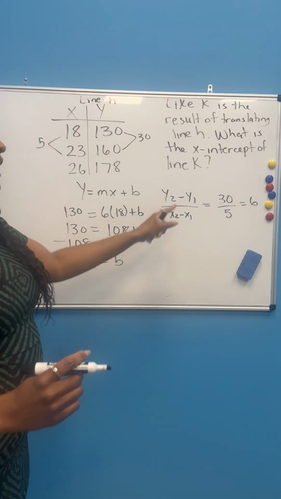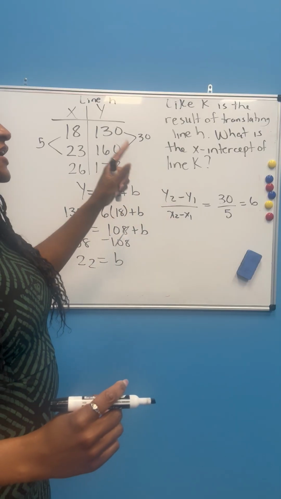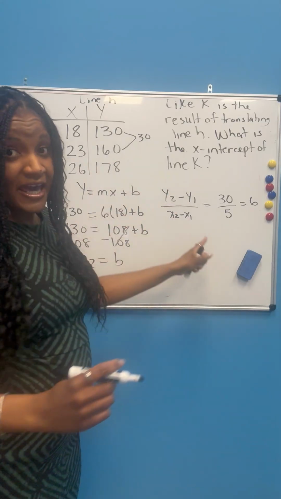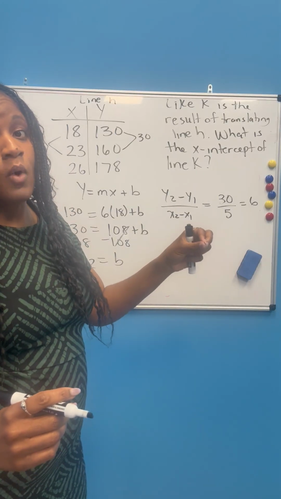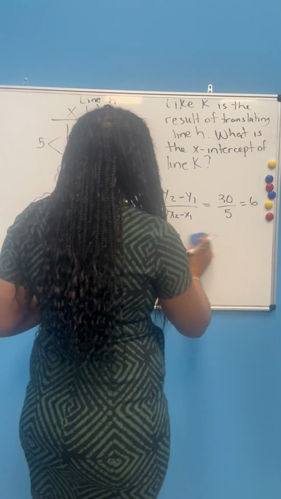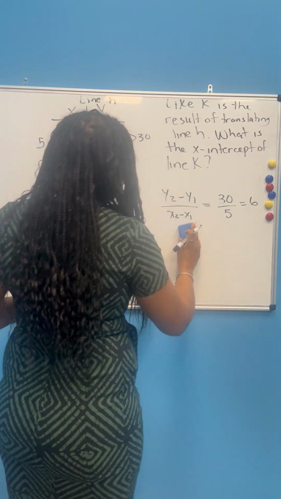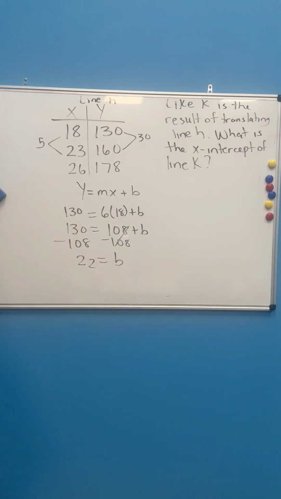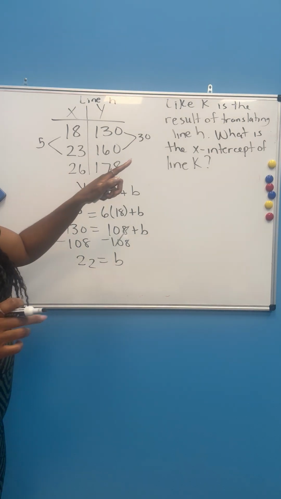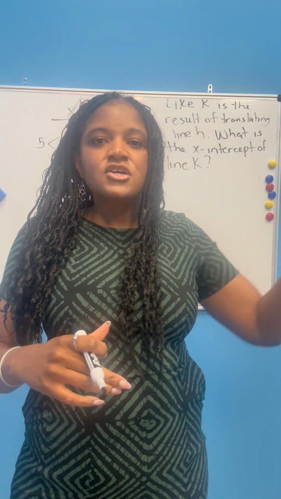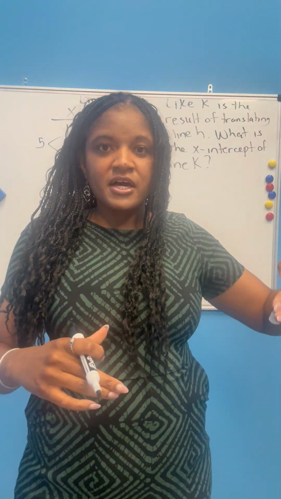Now, line K is the result of translating line H down 5 units. So for line K, I now know that the y-intercept is 17. So I need to solve for line K. Let me erase this right here. What I do know for line K is that it said a vertical translation, so only the y is going down.